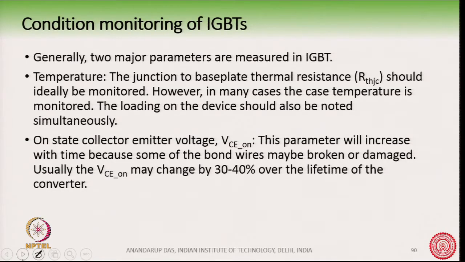Now, again there are several parameters which you can measure, but there are two major parameters. The first one is the temperature and the second one is the on state collector emitter voltage, VCE on. These two parameters give some idea about how the IGBT health is, how much time it will work in future.